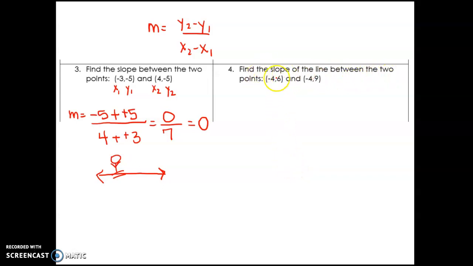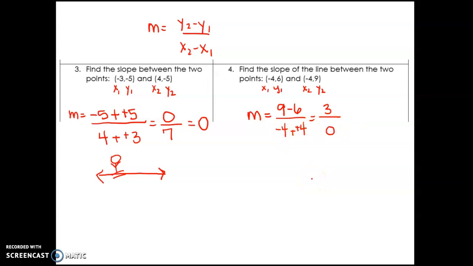Find the slope of the line between the 2 points negative 4, 6 and negative 4, 9. So x1, y1, x2, y2, and putting it into my formula. 9 minus 6 over negative 4 minus negative 4. 9 minus 6 is 3. And negative 4 plus 4 is 0.